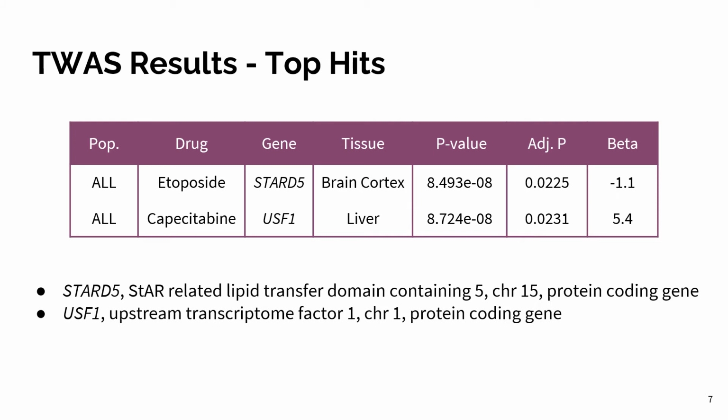So our top hits from TWAS with PrediXcan and GEMMA, we found 1 gene significantly associated with etoposide drug response. That would be STARD5, and then we also identified a gene significantly associated with capecitabine drug response, and that's USF1. And so for STARD5, that's a StAR-related lipid transfer domain, and for USF1, that's an upstream transcription factor. And we wanted to look further into our most significant hit, STARD5.